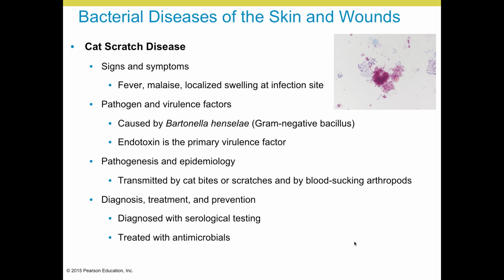It is caused by Bartonella henselae, which is a gram-negative bacillus. As you can see in the picture, that is gram-negative. Okay, and the endotoxin is the main virulence factor, released by the gram-negative bacteria. It's transmitted by cat bites or scratches and by blood-sucking arthropods. So that doesn't mean that it's only caused by a cat, obviously. How do you diagnose? Well, serological tests like ELISA, and you can treat it with antimicrobial drugs.